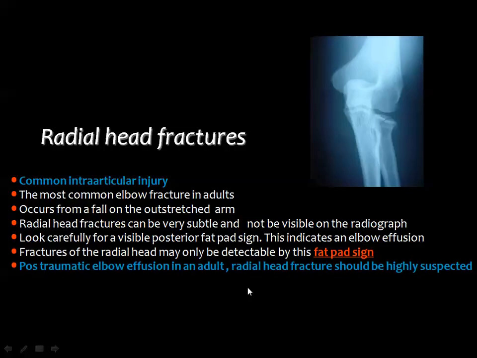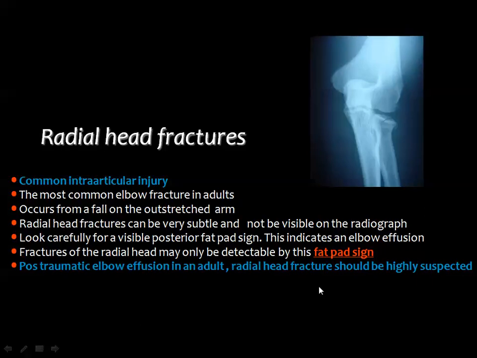Then we came to the radial head fractures, which is one of the common intra-articular injuries at the level of the elbow joint. This is one of the common fractures in adults and is considered the most common cause of elbow joint effusion in adults, while the most common cause of elbow joint effusion in children is the supracondylar fracture.